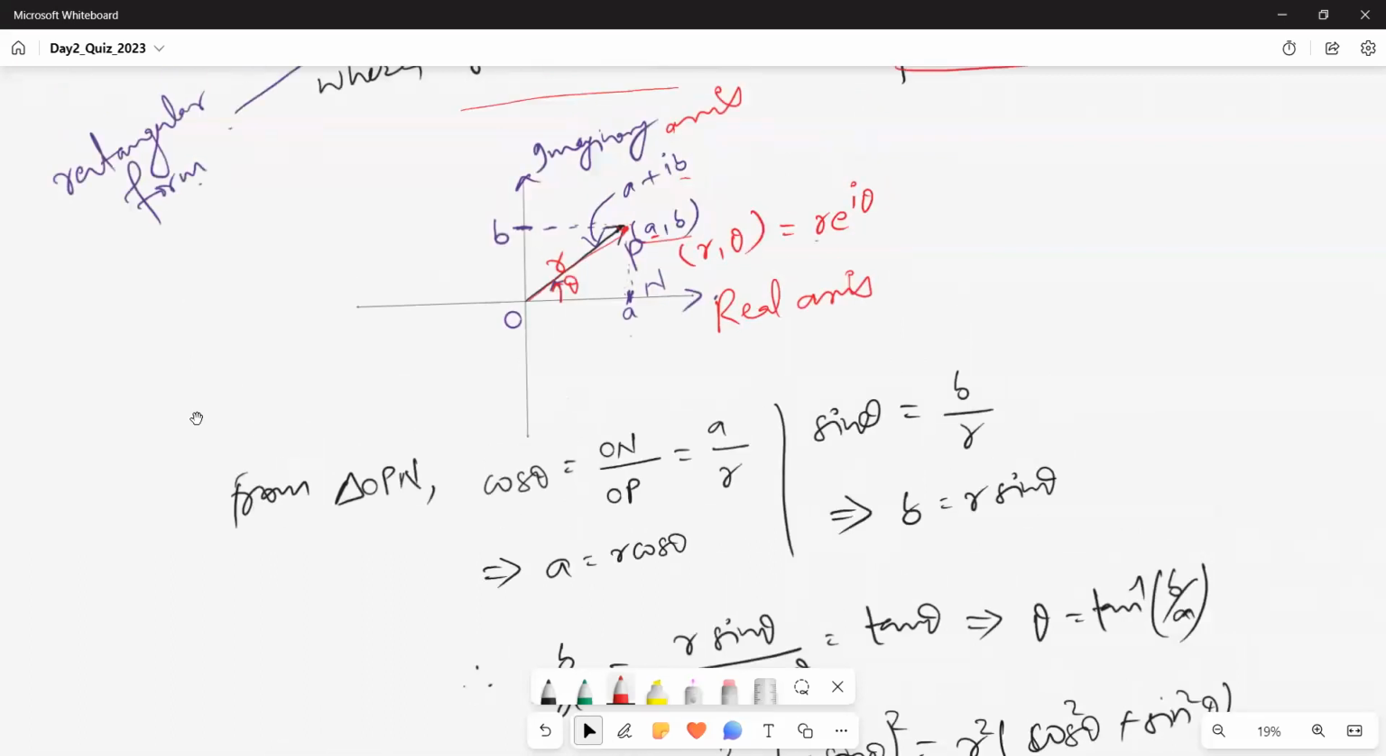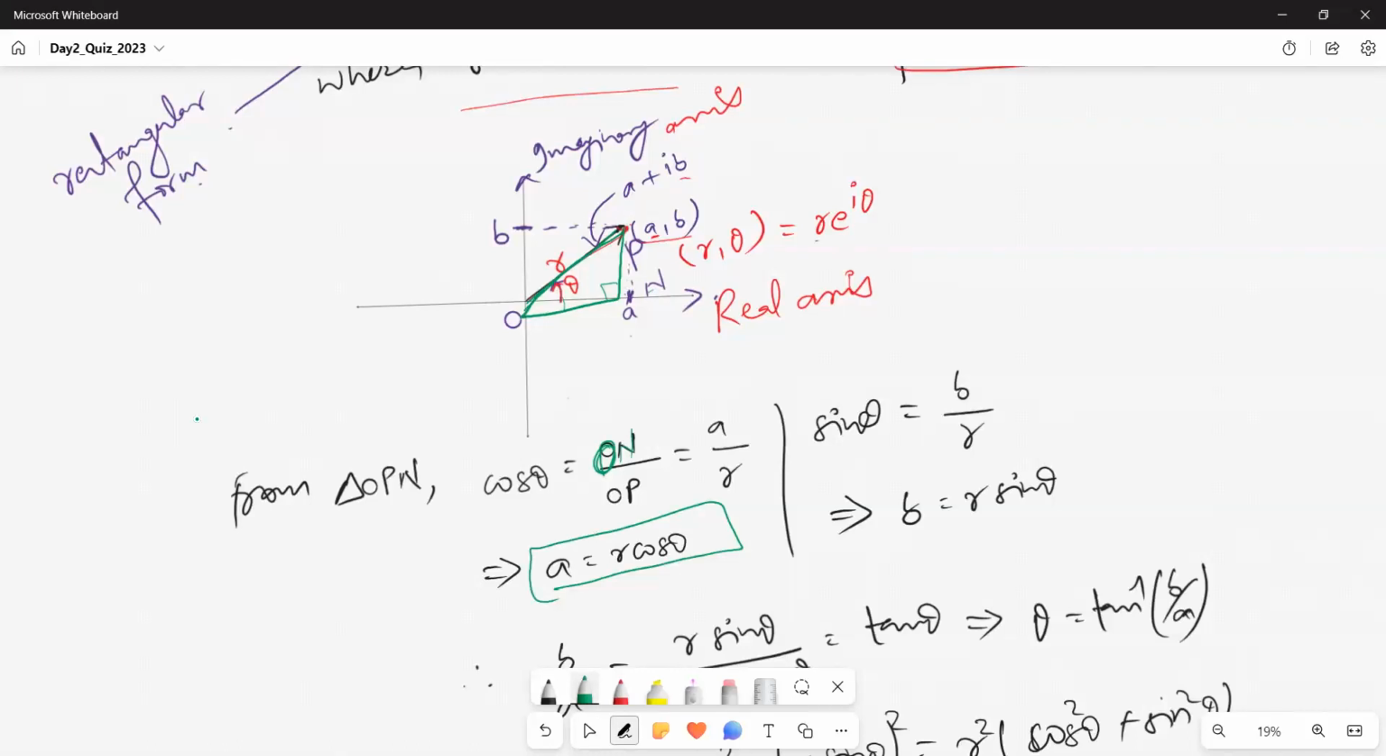So from the triangle OPN, you can see that cos theta equals ON by OP, where OP is our hypotenuse, ON is our base, and PN is our perpendicular. So cos theta equals ON by OP, that is a by r. When you transpose it, you get a equal to r cos theta.